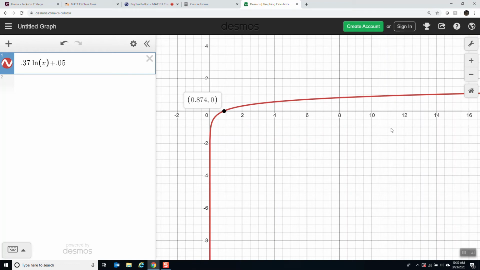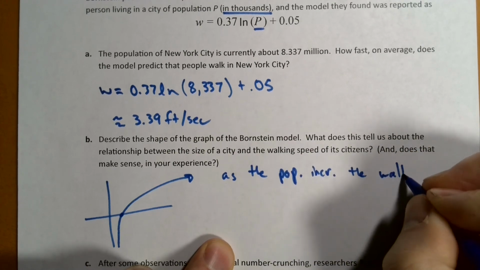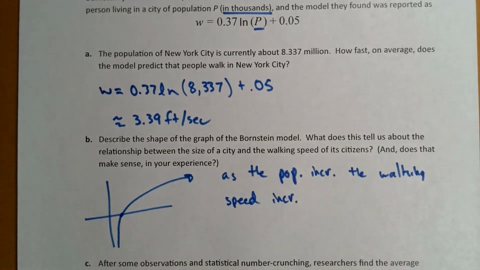Notice the larger a city gets, obviously the faster people walk, but it's not a super fast growth in terms of walking. So what this tells us is that as the population increases, the walking speed increases, but slowly. So let's at least write that down, huh? As the population increases, the walking speed increases. Now, obviously, at some point, if you're walking super, super fast, you're no longer walking.